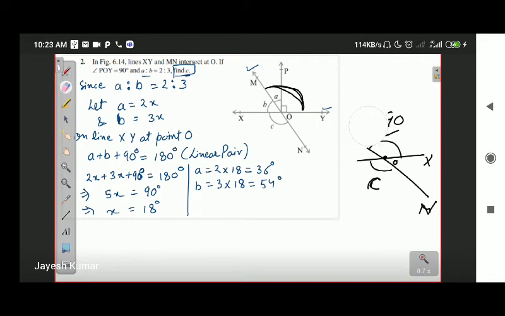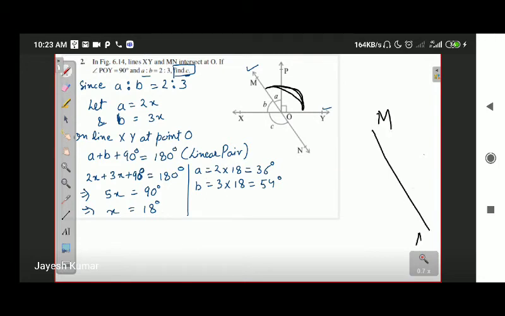That is, once again using linear pair on line MN at point O, the total angle on this side of the line should be equal to 180 degrees. This side of the line is divided into two angles, B and C. We know the value of angle B, so we can now determine the value of angle C. I am going with the first one. I am going to use vertically opposite angles.